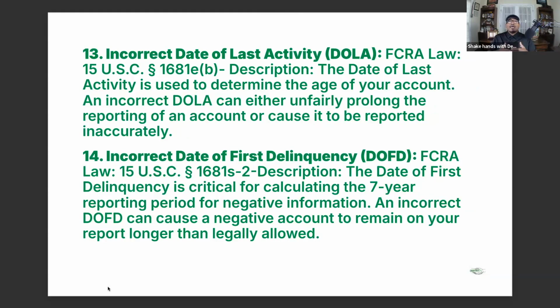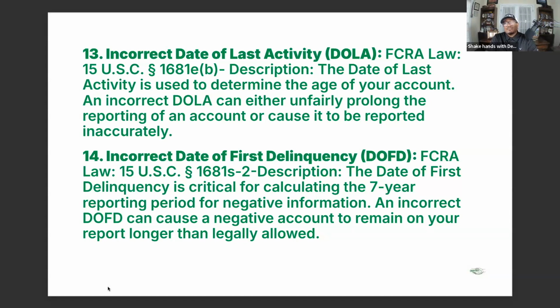Incorrect date of last activity. Okay. The date of last activity, this is humongous here. This is what you see generally a lot. Okay, date of last activity is used to determine the age of the actual account. So an incorrect date of last activity can either unfairly prolong the reporting, okay, because it's reported incorrectly.